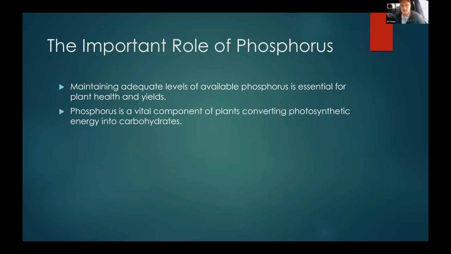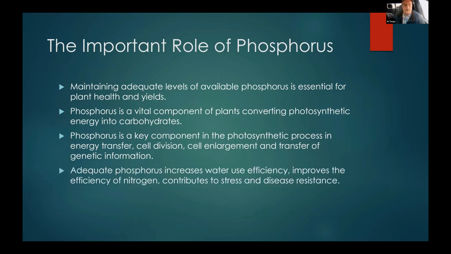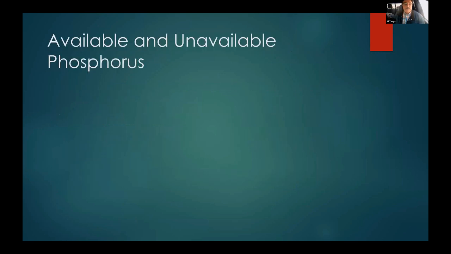What I really want to focus on is why phosphorus should be looked at in the form of a digestible nutrient. It's a key component in photosynthesis, energy transfer, cell division, cell enlargement. In my opinion, as a soil scientist, phosphorus management needs to be looked at probably more importantly than nitrogen management. Adequate phosphorus increases water use, improves efficiency of nitrogen, contributes to stress and disease resistance. We don't get better uptake of phosphorus by adding more dry phosphorus.